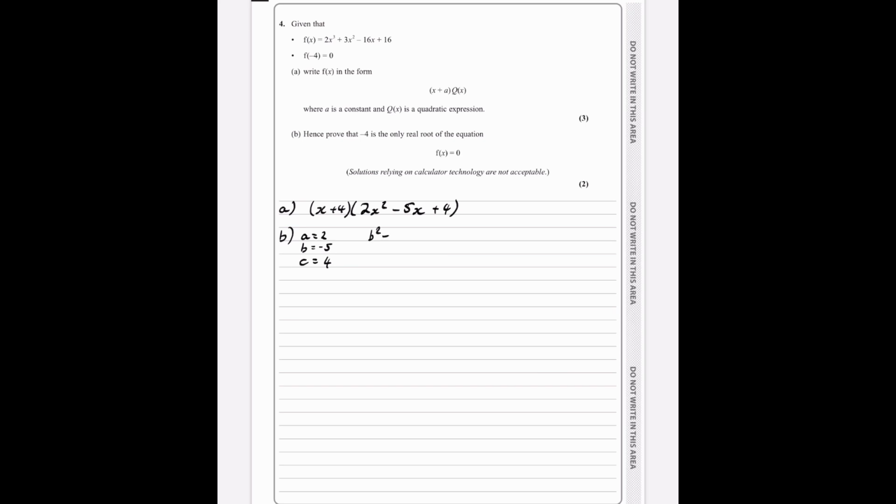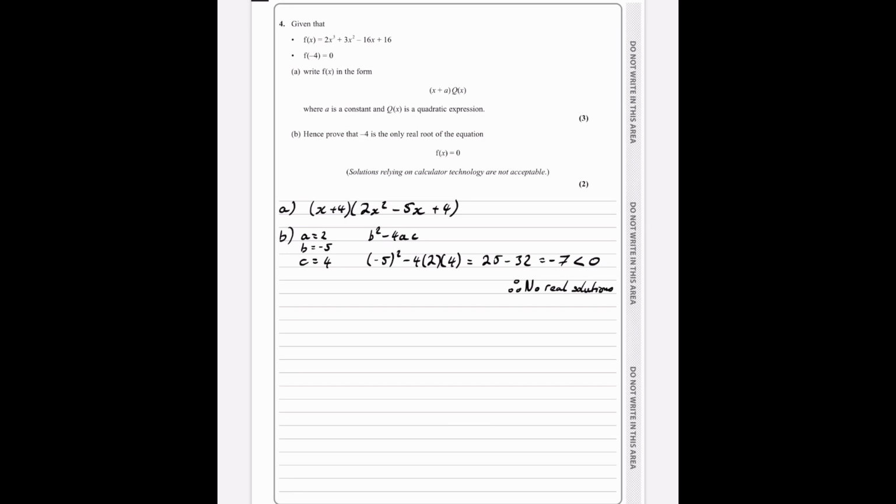For part B, I'm going to calculate the discriminant of the quadratic. So a is 2, b is negative 5, c is 4. Pop that into b squared minus 4ac and calculate the value. It comes out as 25 minus 32, which is negative 7. Negative 7 is significant because it's less than 0, and so we're not going to get any real solutions out of that quadratic. That's the conclusion of the discriminant test. No real solutions come from 2x squared minus 5x plus 4.